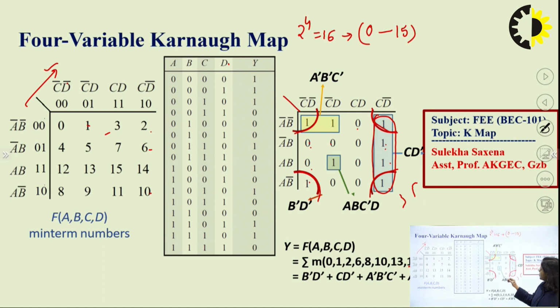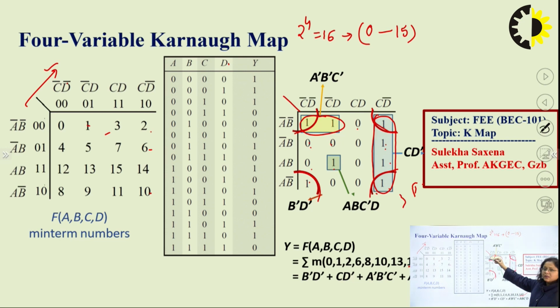So there are 2 quads and now we search for pairs. So there is a single pair, and this one will not group with any other variable because there is no adjacent one around this one. So it will be treated as a single variable. Now we write the expression for this vertical quad.